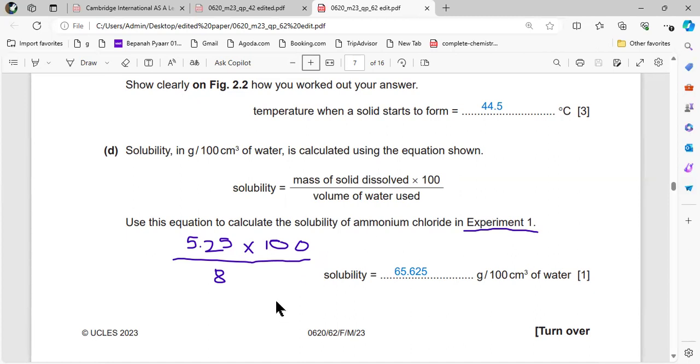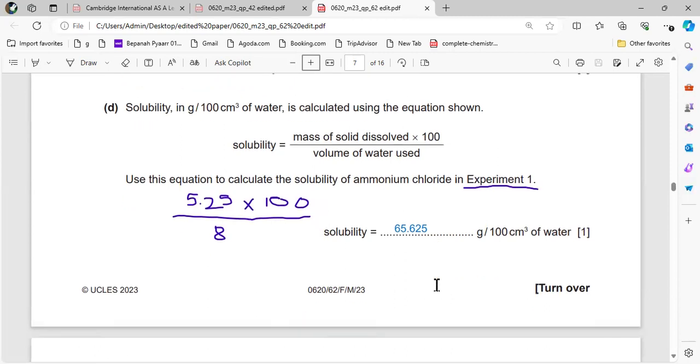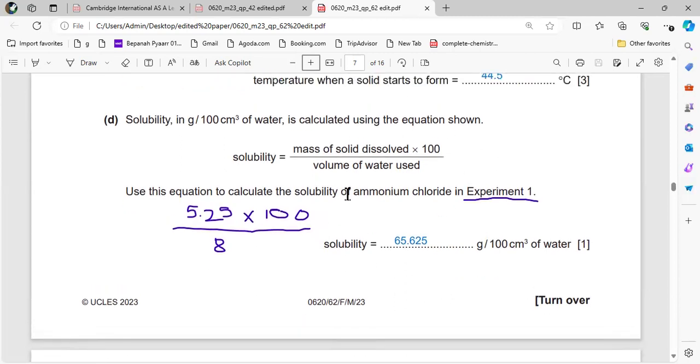So we have different volumes. We have added different volumes of water, but they have specifically asked for experiment 1. In experiment 1, we are using 8 centimeter cube of water. So that is why we have written 8 here. After calculating, we get an answer of 65.625. So for such kinds of questions, whenever the formula is given, read the question properly. For which experiment they are asking, just by substituting, you are going to get your answer.